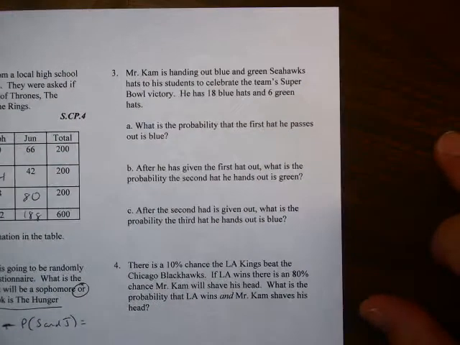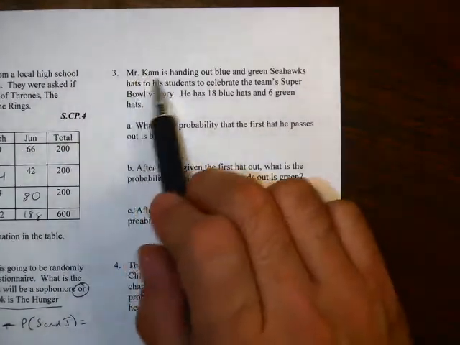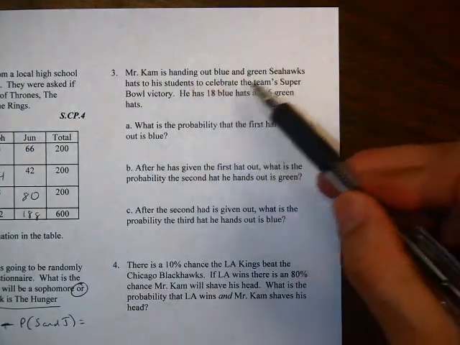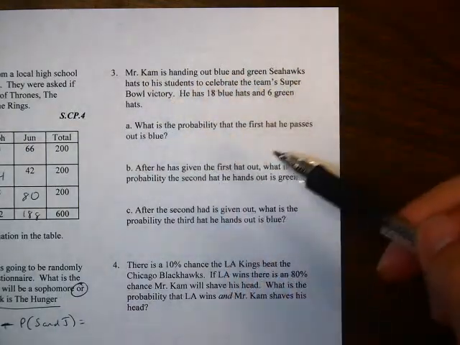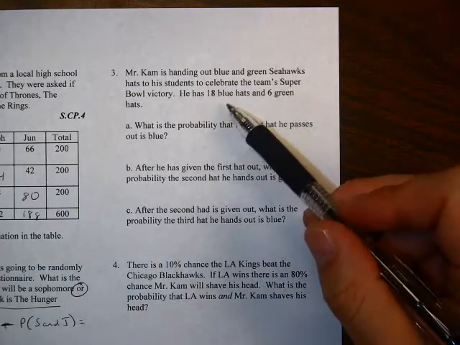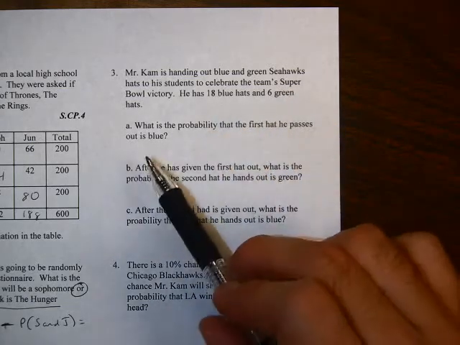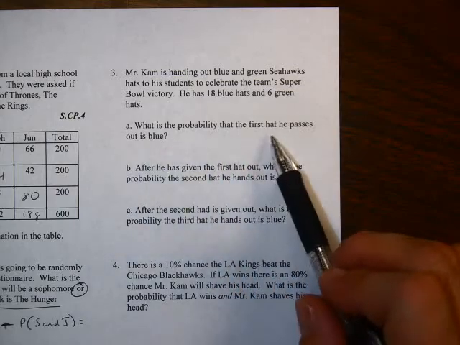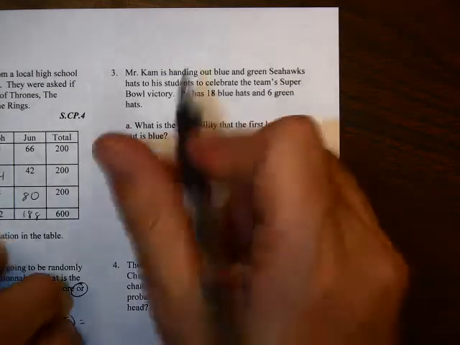Number 3, Mr. K. Hey, that's me. I am handing out blue and green Seahawks hats to my favorite students to celebrate the team's Super Bowl victory. He has 18 blue hats and 6 green hats. Part A, what is the probability that the first hat he passes out is blue?